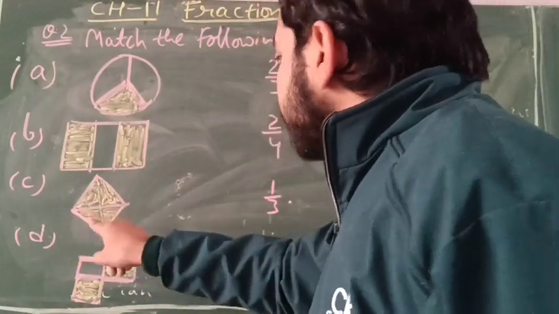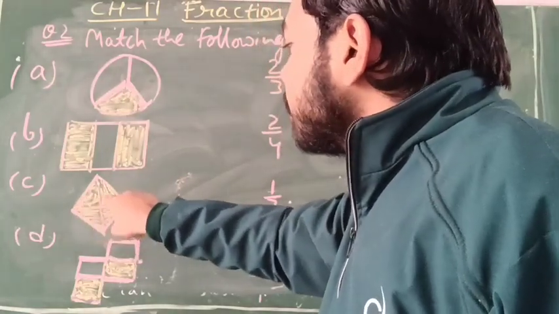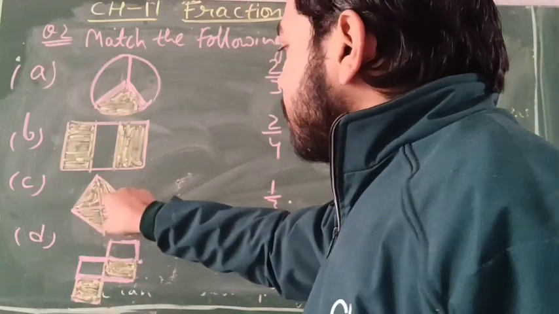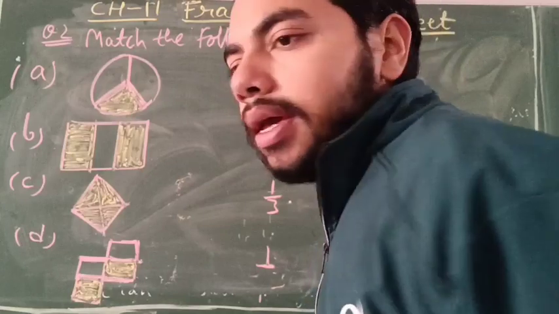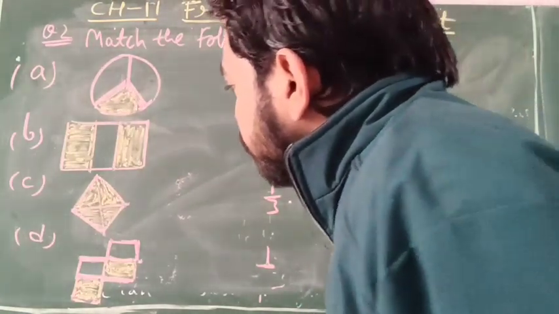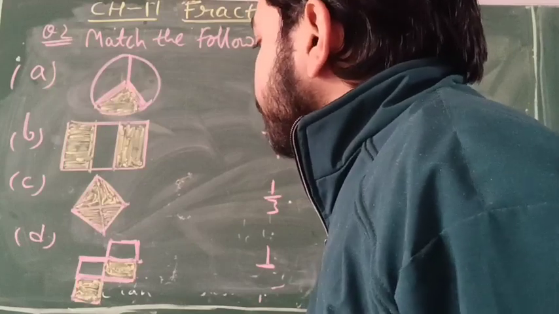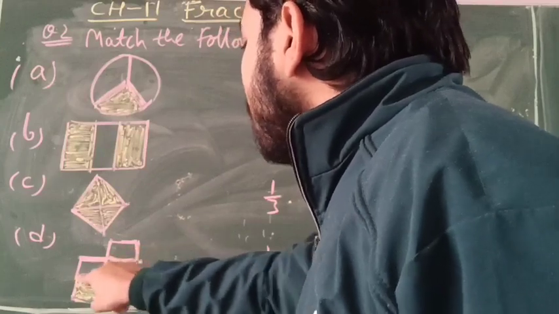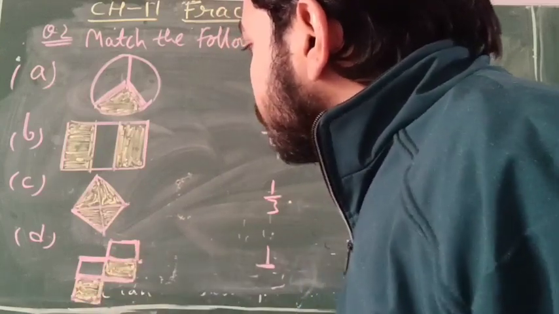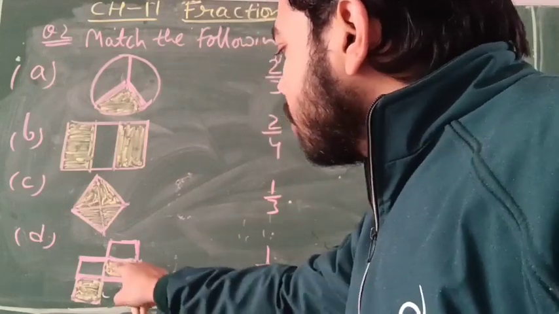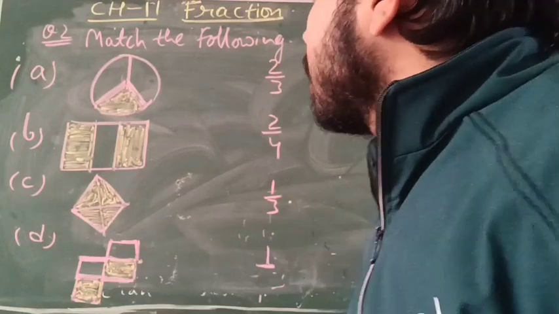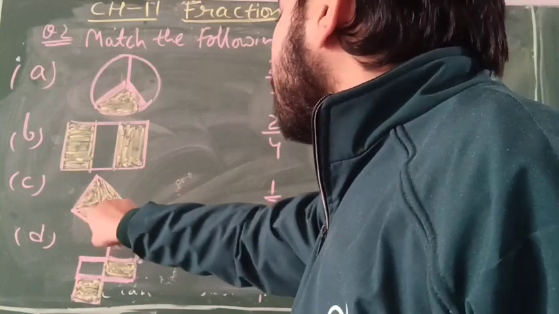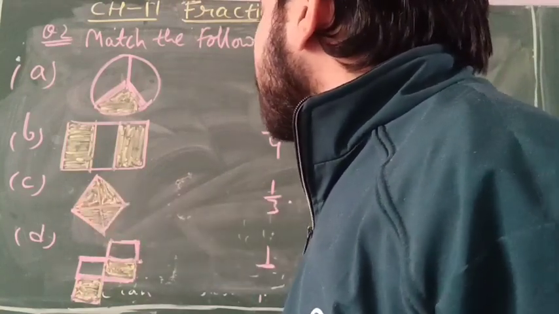And here we see that it is a square and it is divided into 4 equal parts, and all 4 parts are colored. Now we will talk about this object. This object is divided into 4 equal parts, and here you see that 2 parts are colored. In that object here, all 4 parts are colored.